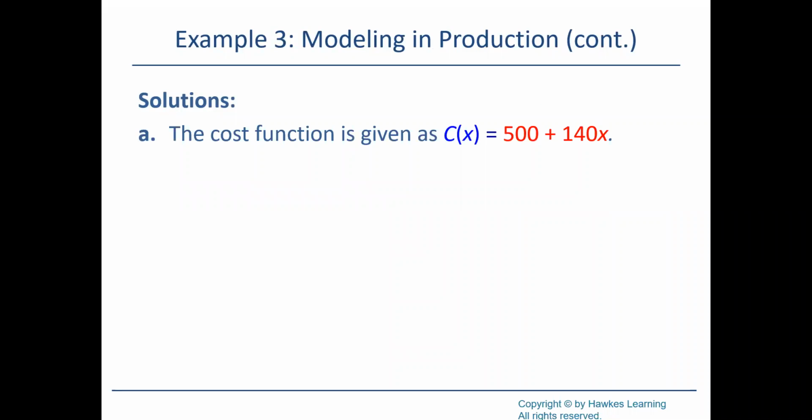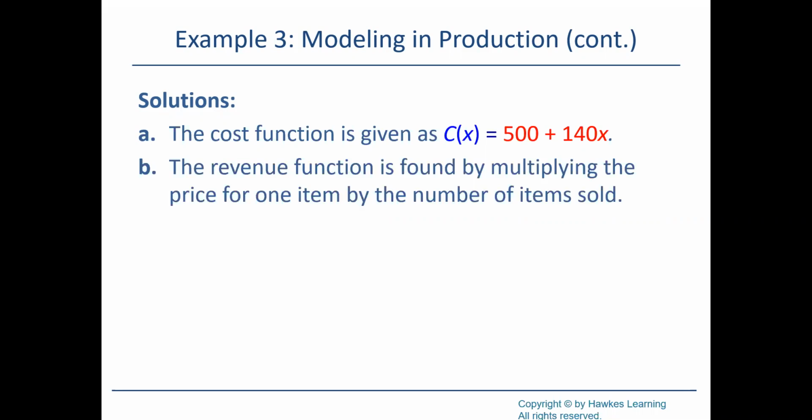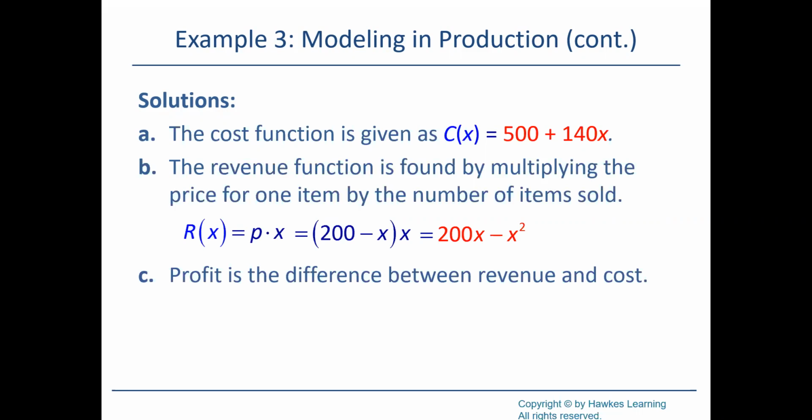Part A, find the cost function, which is 500 plus 140X. Part B, the revenue function R of X is the price times the number of items sold, or P times X. P is 200 minus X, multiplied by X. We get the revenue equals 200X minus X squared.